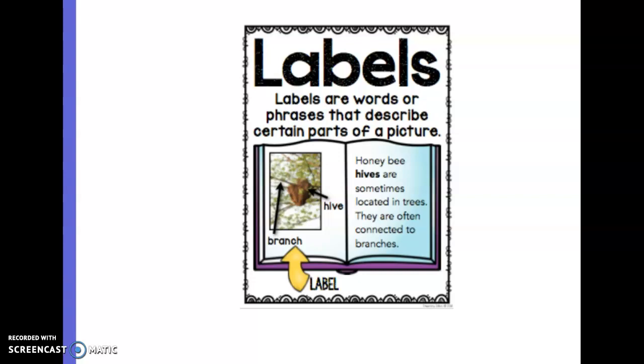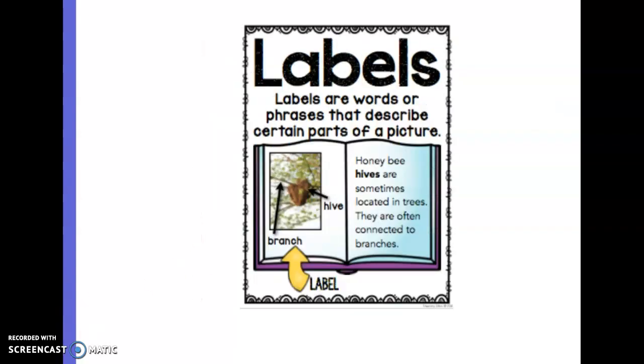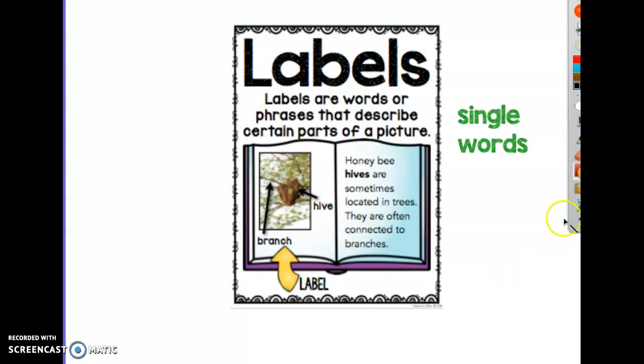Labels are words or phrases that describe certain parts of a picture. You will usually know it's a label if you see an arrow like this. So remember, labels and captions can be a little bit tricky because they both belong on pictures, but an important thing to remember is that captions are sentences that tell what's happening in the picture. Labels are usually single words. And these single words usually point to part of the picture.